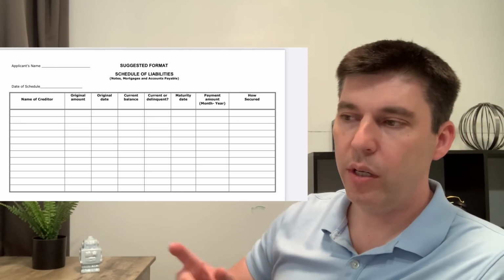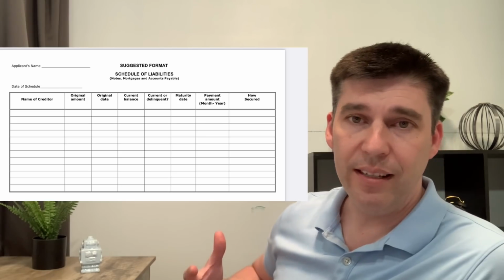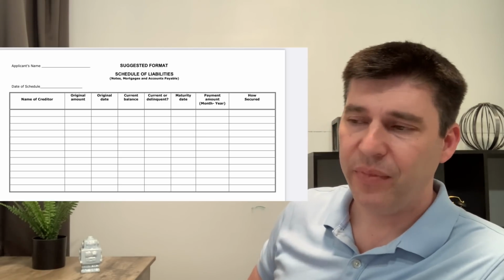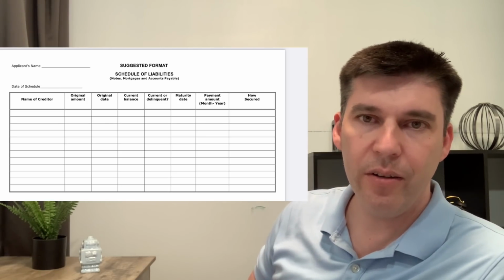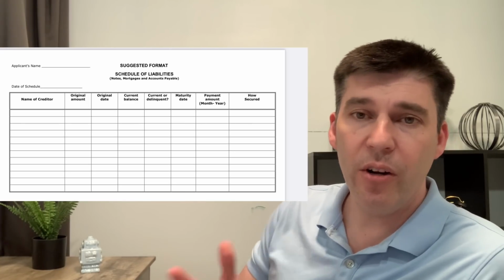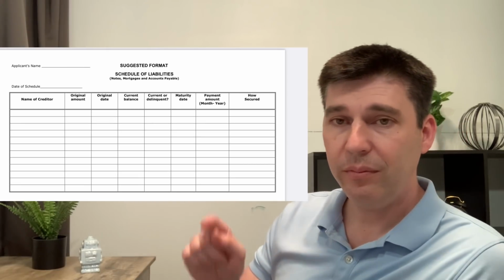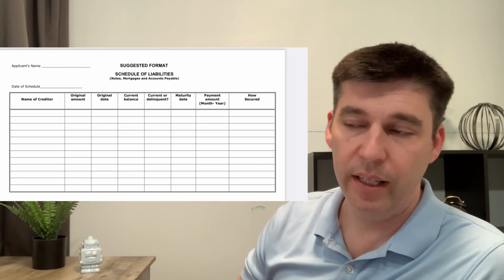In columns number 2 and 3, it's asking for the original amount and the original date on which this loan was taken. So let's say you borrowed, I don't know, $100,000. You got $20,000 in interest. I know it's a little high. So you borrowed $120,000. Place that value in column number 2, and the date on which you received that funding.